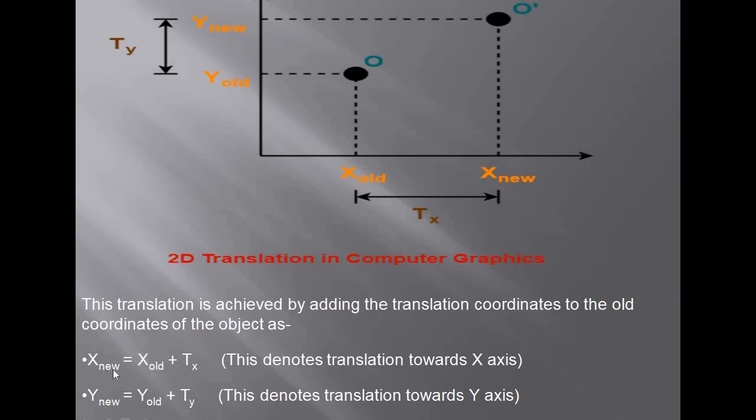Here is an example. For x new, you find the new coordinate with the help of your initial coordinate x old and add tx. tx is your translation vector or shift vector. This is according to your x-axis. You can see that you have the x old coordinate, and you add the translation vector. These values will be given to you. After that you find the y new value with the help of the y old coordinate and add the translation vector, that is ty. You will get the new y coordinate value.